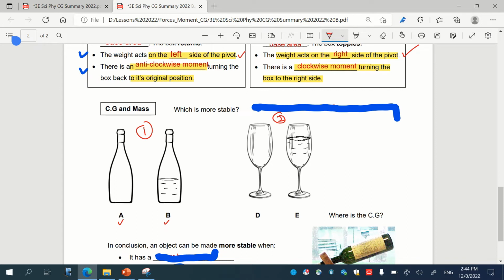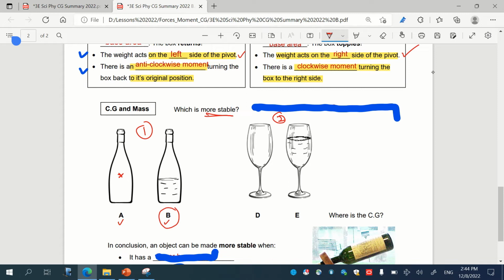Your common sense, I mean your instinct, will tell you what? The answer will be B. B will be more stable. Why? Because when it is empty, the CG could be somewhere in the middle.